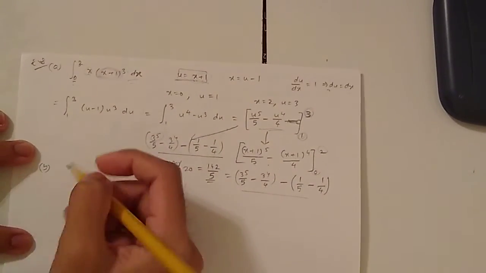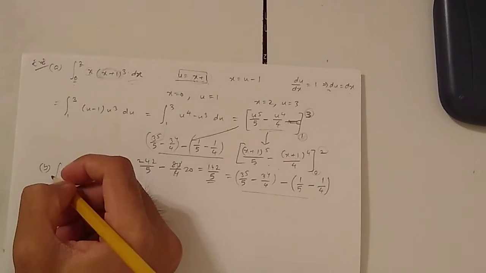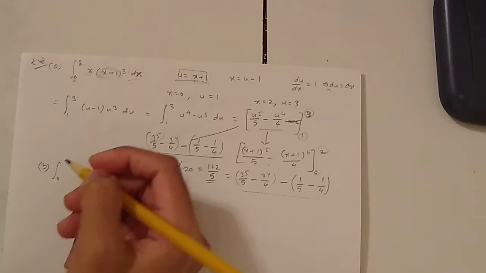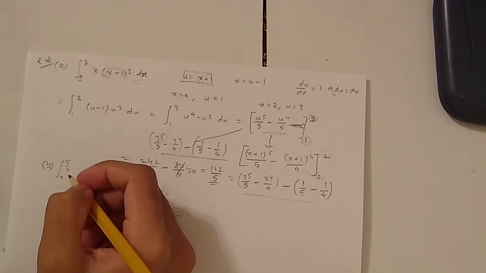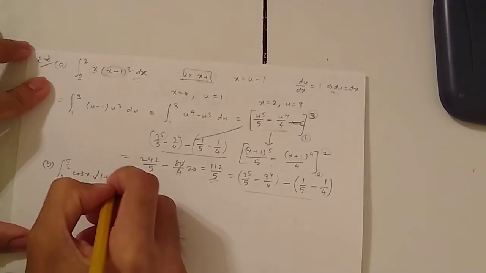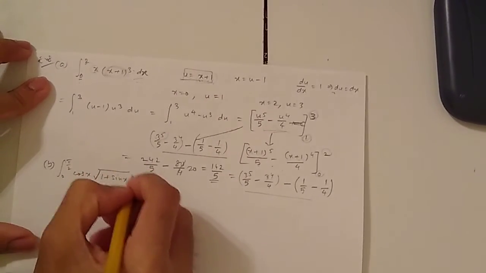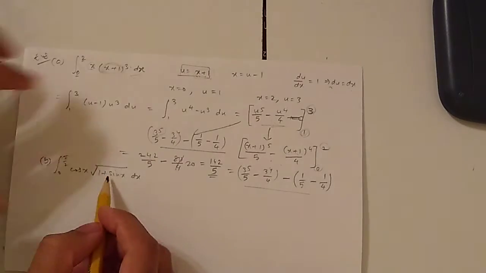Alright, now let's consider the next example. Over here we have the integral from 0 till pi by 2 for cos x into root of 1 plus sin x, the whole with respect to x. Again, we are not given the substitution, so we do have the freedom to choose the substitution we want to use.